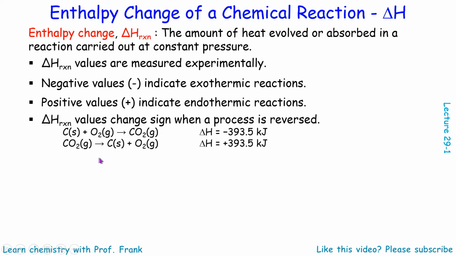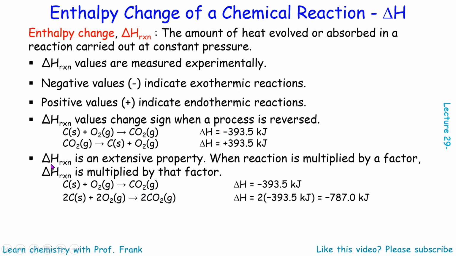Delta H of reaction values change sign when a process is reversed. For example, carbon reacting with oxygen forming carbon dioxide, the delta H is negative 393.5 kilojoules. Then for the reverse reaction from CO2 to carbon and oxygen, the value is still the same, but the sign is changed. Delta H of reaction is an extensive property.